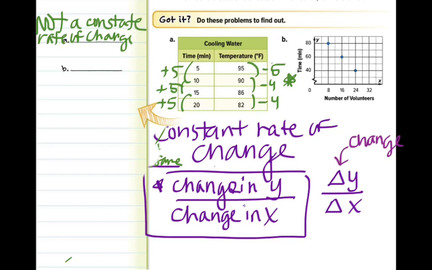All we're taking a look at is to see, is there a constant rate of change? And no, there is not. Not a constant rate of change. And so what that means is since there's not a constant rate of change, this is not a linear function. Okay, because it's not a constant rate of change, this cooling water is not a linear function.